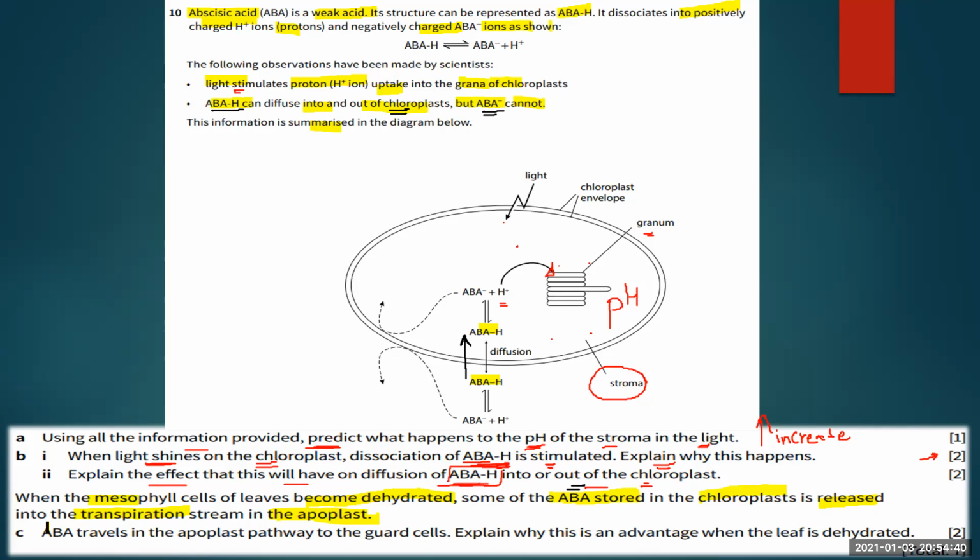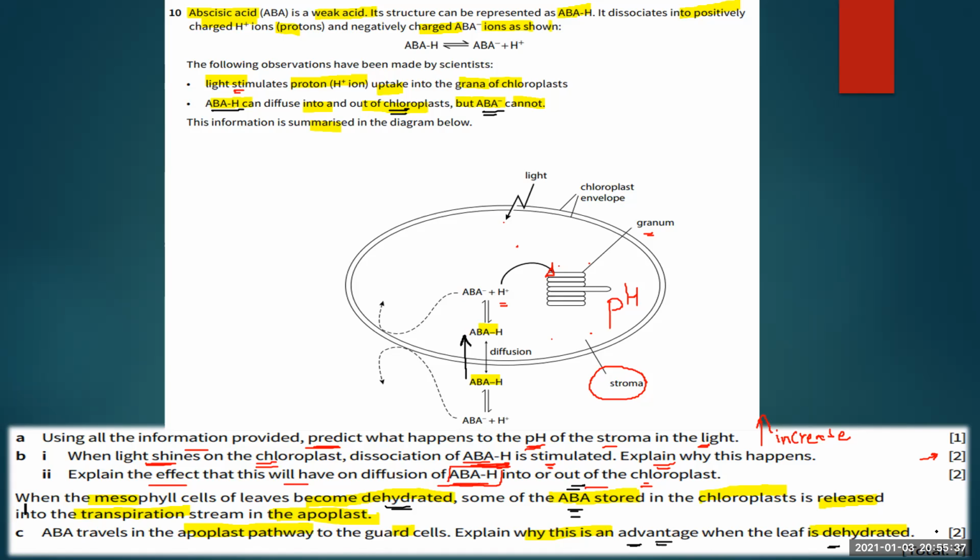So now they're asking, ABA travels in the apoplast pathway, and apoplast is through the cell wall to the guard cells. Explain why this is an advantage when the leaf is dehydrated. Since the leaf is already dehydrated, what advantage will this ABA have? Since it will cause the stoma to close, it will actually help in conserving water. So that is the advantage when the leaf is dehydrated, right?